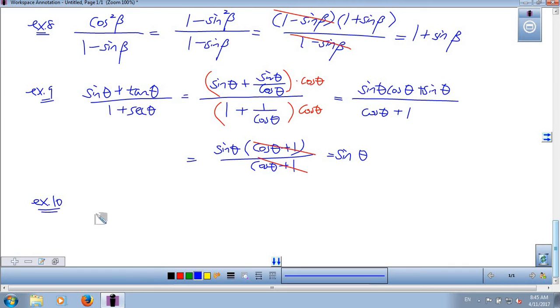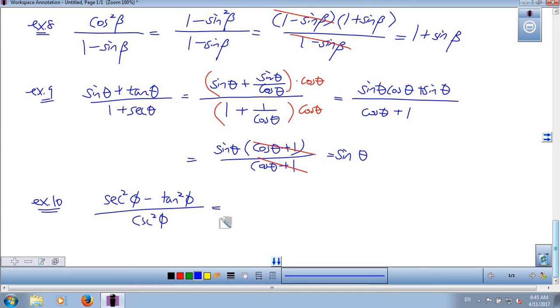So let's try one more example here. Let's see, which one should we try? Let's do this one. Alright, sine squared phi minus tangent squared phi divided by cosecant squared phi.